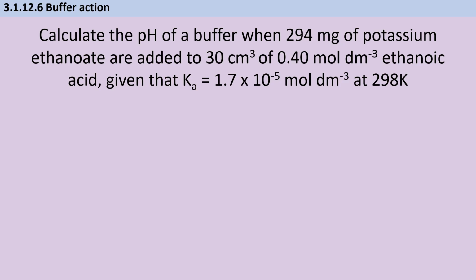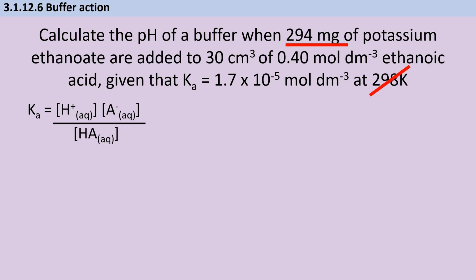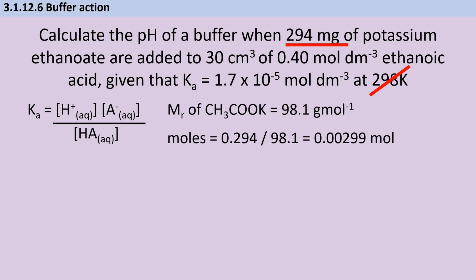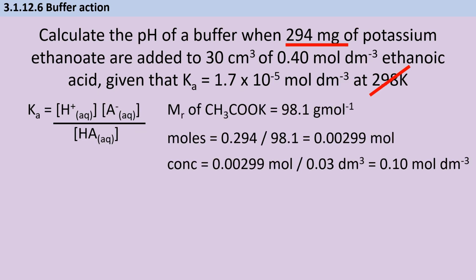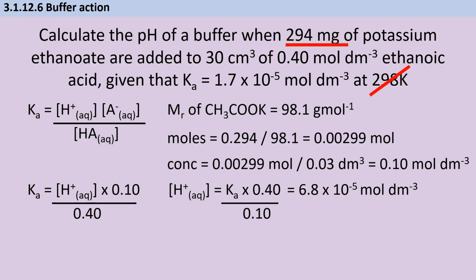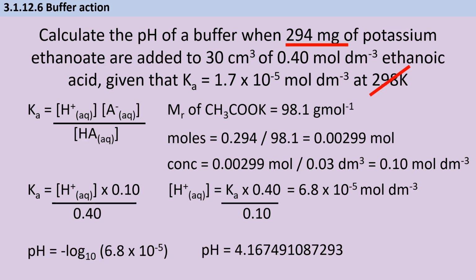You might see a question like this, where you have to work out the concentration based on the mass, and they often also give you the temperature, which is completely irrelevant information in this case. So we write an expression for Ka, we work out what the concentration of our salt is going to be, then we can substitute that in along with the concentration of the acid that was given in the question, and this allows us to work out a concentration of hydrogen ions, and that can go into my pH equation, and that gives me a final answer of 4.17.